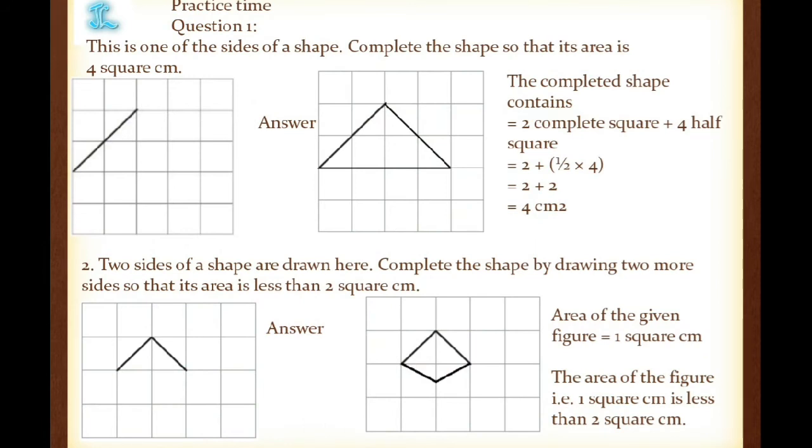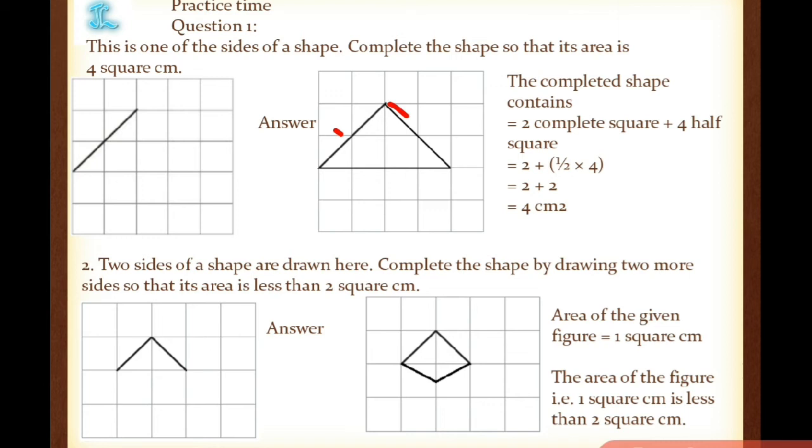Practice time. This is one of the sides of a shape. Complete the shape so that the area is 4 square centimeters. They have given us one side and they are asking us to complete the shape so that the area is 4 square centimeters. You can try as per your wish, with your creativity. Now, as this side is given, I have drawn these two sides. I have completed the shape.